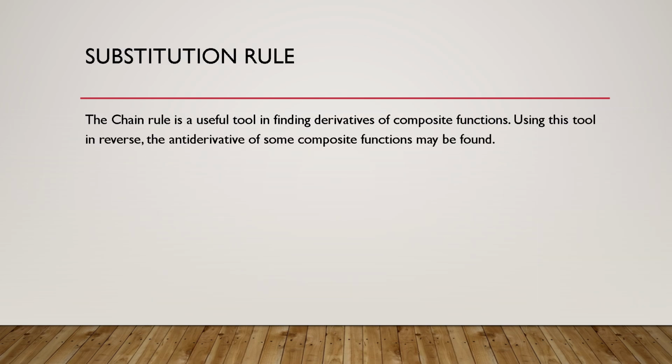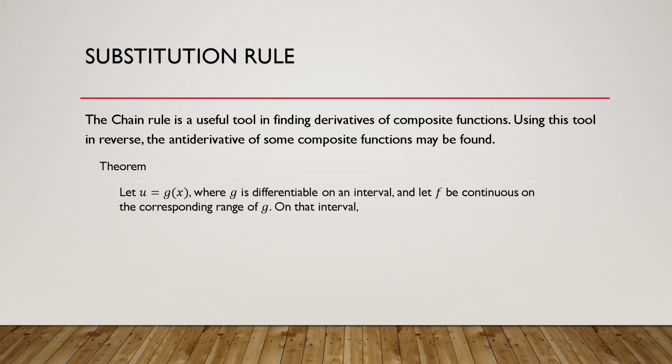The chain rule is a useful tool in finding derivatives of composite functions. Using this tool in reverse, the antiderivative of some composite functions may be found. The theorem states that we let u equal g of x, where g is differentiable on an interval, and let f be continuous on the corresponding range of g. On that interval, the integral of f of g of x times g prime of x dx equals the integral of f of u du.